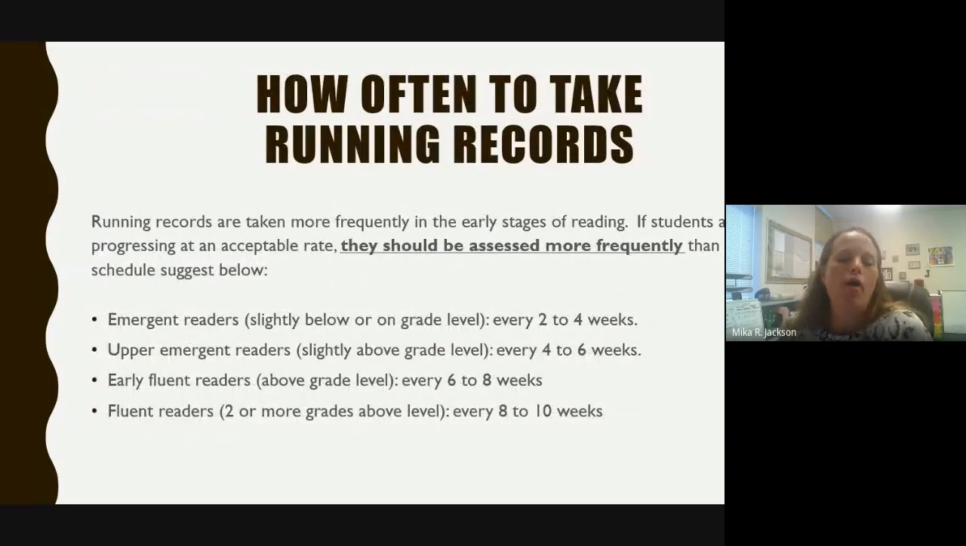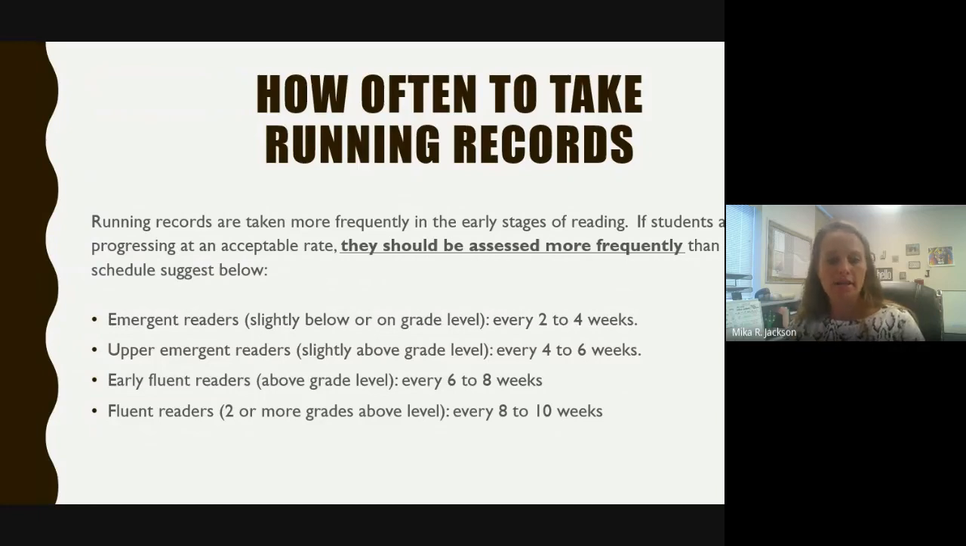Okay. So how often do you take running records? You want to take them more frequently for very early readers. So definitely in first grade, I think you'll be doing a lot more running records than you would in the third grade. If they're not progressing at an acceptable rate, or they've started low and they're slowly progressing, you're going to assess them more frequently, maybe every week even. Emergent readers are the ones that are slightly below grade level, or you're starting out low in the first grade and they seem to be making progress. And so you're not super worried about them.